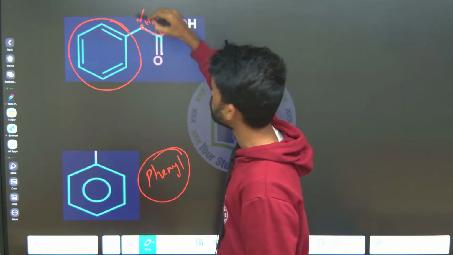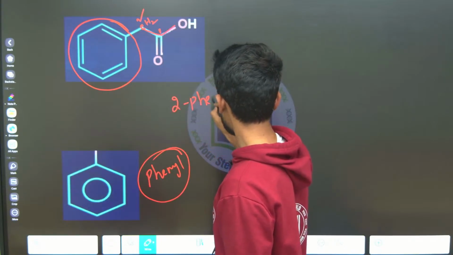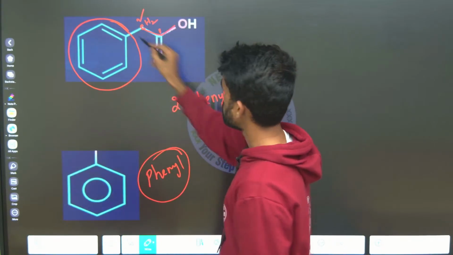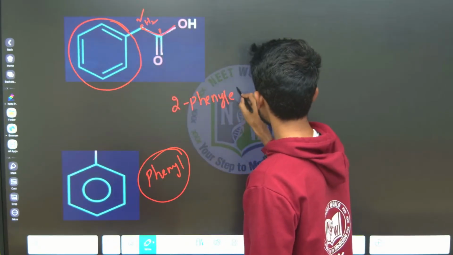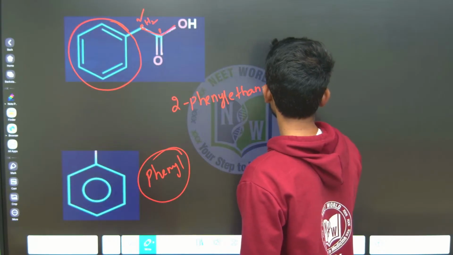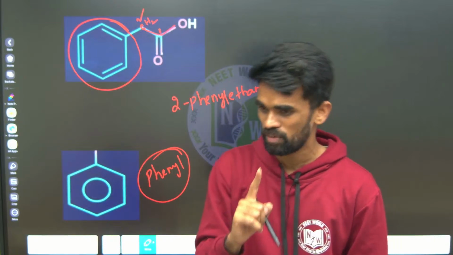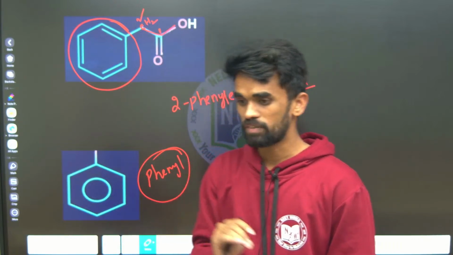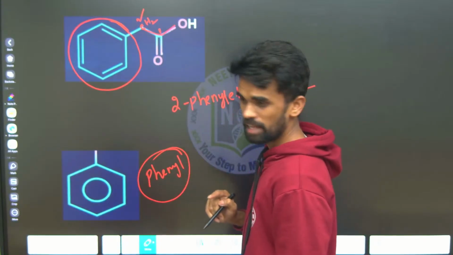1, 2. 2-phenyl. The substituent is over. How many carbons are there? 2. So ethanoic: 2-phenyl ethanoic acid. See, it's not mandatory to represent number 1, you can ignore that 1. So 2-phenyl ethanoic acid. Is this clear or not? Right.